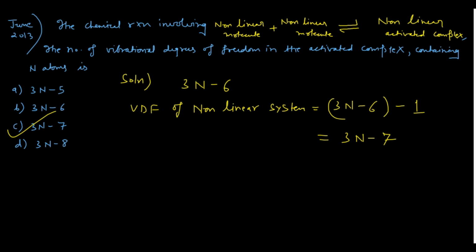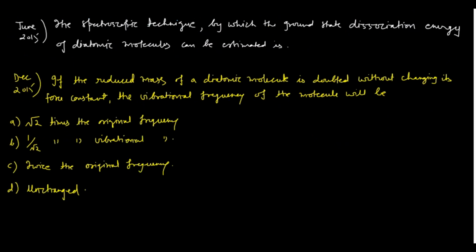This problem is very easy. And then my next problem says that the spectroscopic technique by which the ground state dissociation energy of a diatomic molecule can be estimated is, right? So what it is saying, it is a very simple problem.